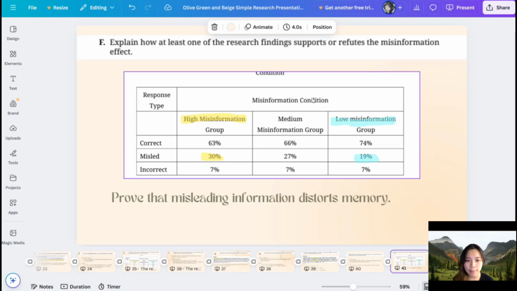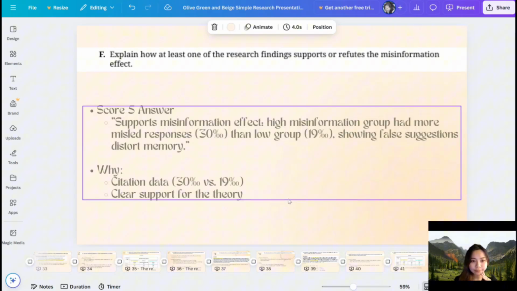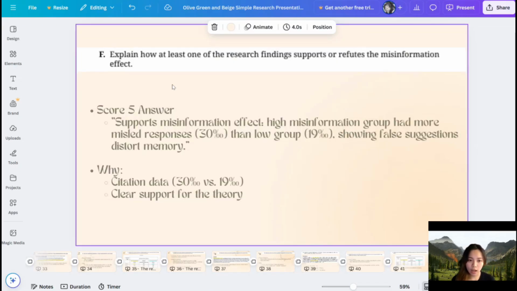The one I use is about the misled part. I compared these two data, the high misinformation with 30% and low misinformation with 90%. And I got the conclusion that it's proof that misleading information distorts memory. So the answer I got is: supports misinformation effect. The high misinformation group had more misled responses, with the data 30%, than the low group, showing false suggestion distorts memory, which is like you make a small claim and you use the evidence to support it, right?